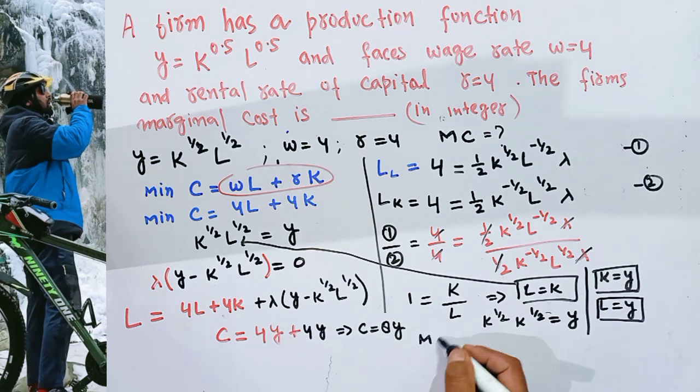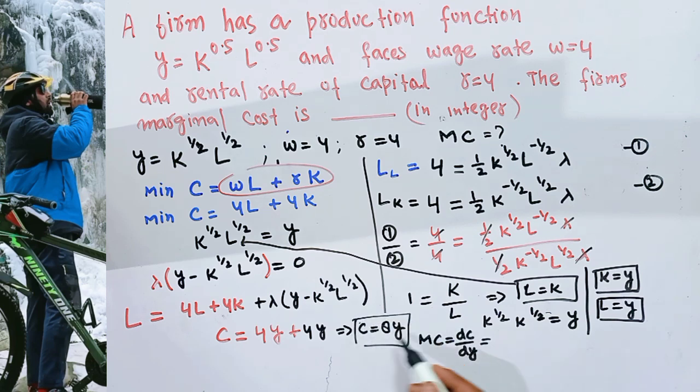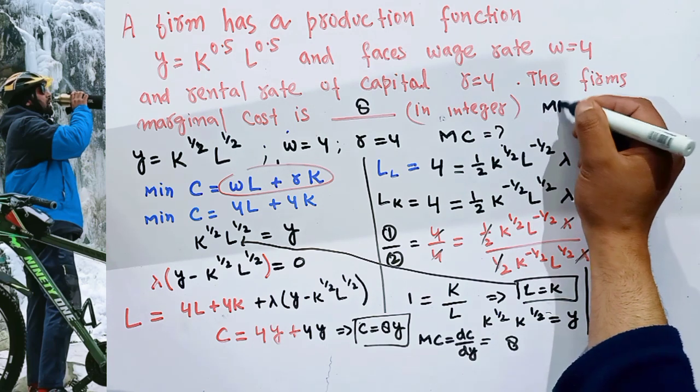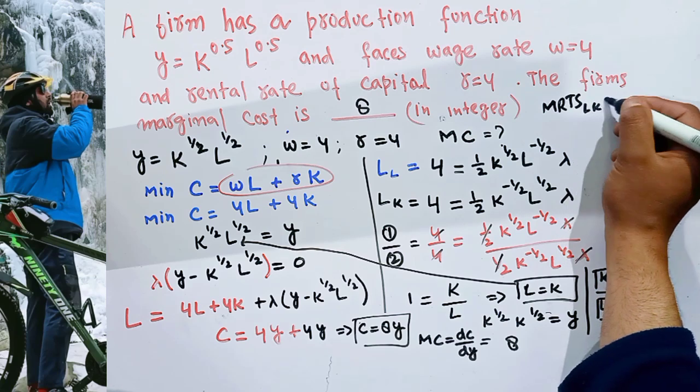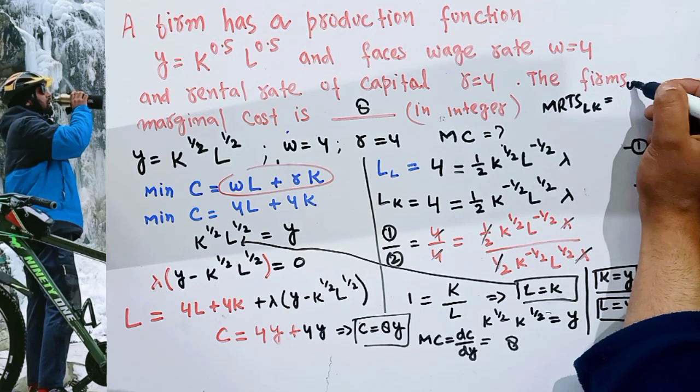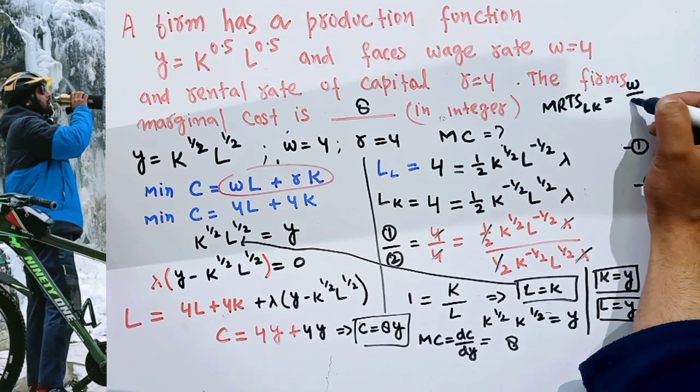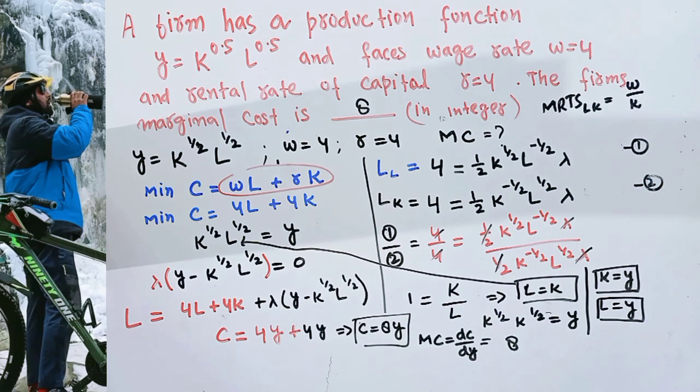Now what is marginal cost? It is simply the derivative of the cost function with respect to output. Taking the derivative of this cost function with respect to y, we will get marginal cost equal to 8. We can also use the MRTS condition. That means the marginal rate of technical substitution between labor and capital should be equal to the price of labor upon price of capital. That will be a shortcut method also.